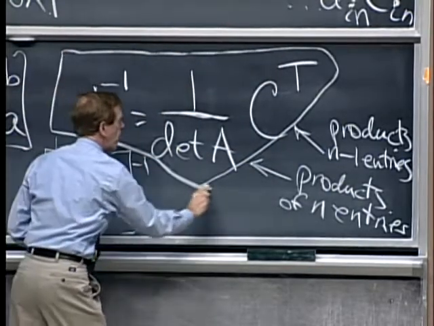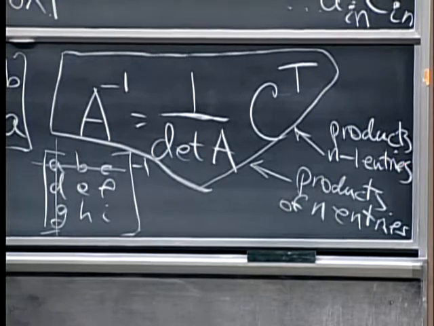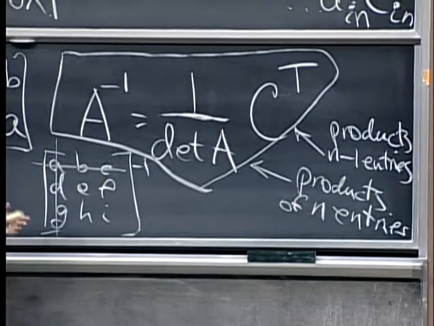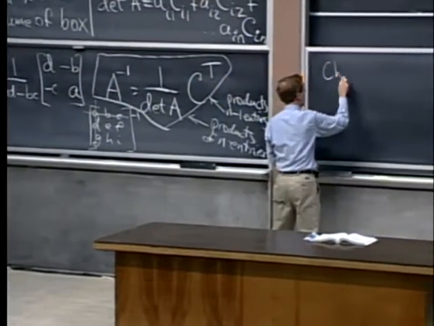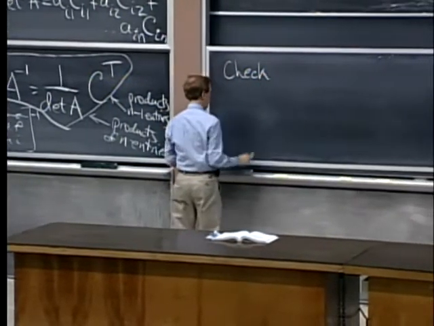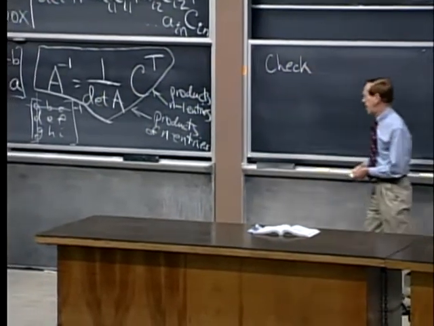That's a pretty magic formula. Where does it come from? Well, I'll just check it. Having got it up there, I'll say, how can we check? What do I want to check? I want to check that A times its inverse gives the identity.